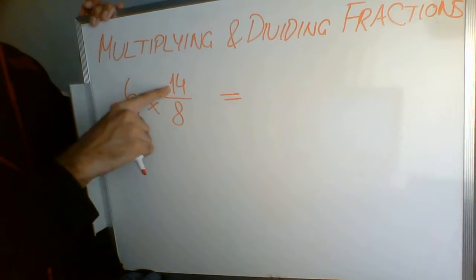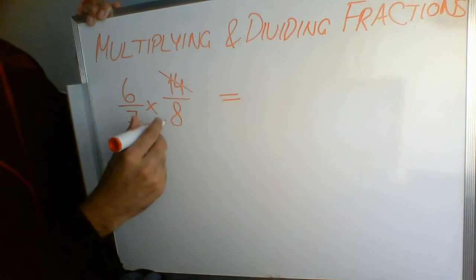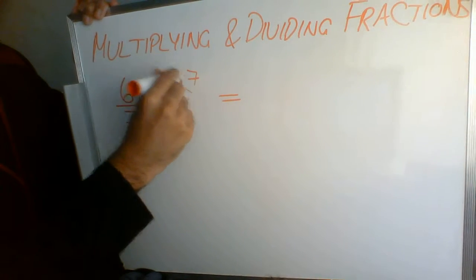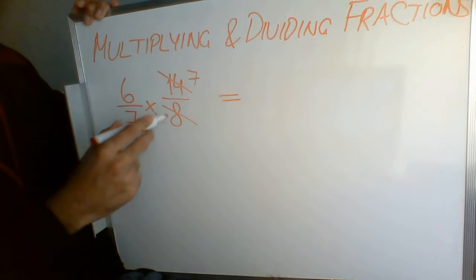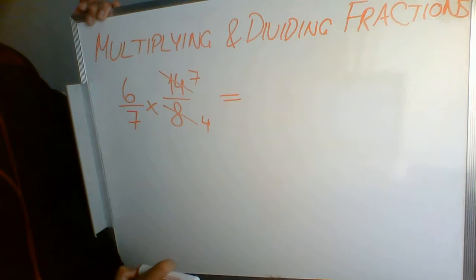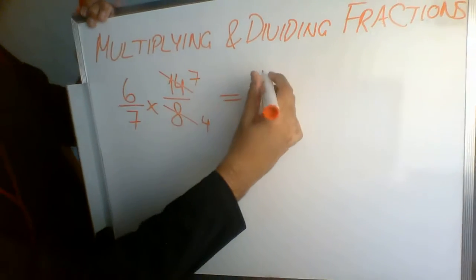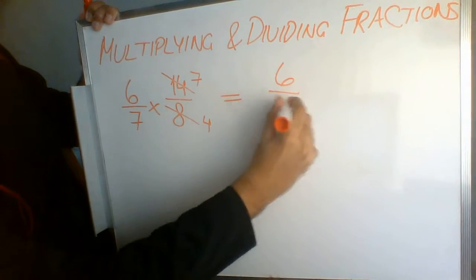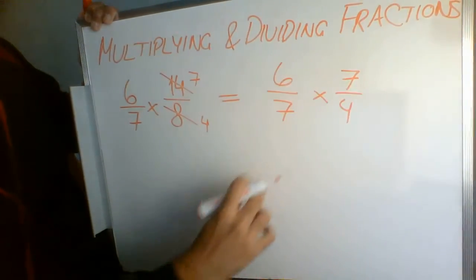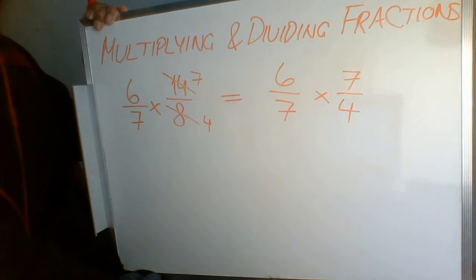But over here, 14 and 8 are both even numbers. They're both divisible by 2. So if I divide both of those numbers by 2, I'll replace this. 14 divided by 2 is going to give me a 7, so I'll put a 7 up top. And then 8 divided by 2 is going to leave me with a 4 on the bottom. Just because it's getting a little bit messy, I'll rewrite what I have. So we've got 6 over 7 times 7 over 4.